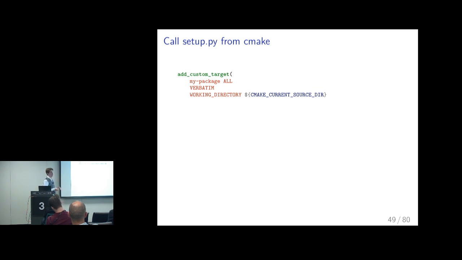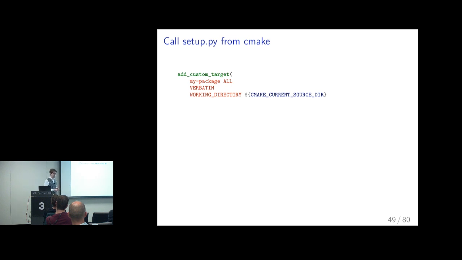So we add what we call a custom target. A custom target in CMake behaves like your add_library or your add_executable, except that it's always considered out of date. So CMake will always try and rebuild it. We give the target a name. We want it to be included in all, so we don't have to specify that we want it built. We want it always built. And we specify in Python's case that we want to run this in the source directory of Python.